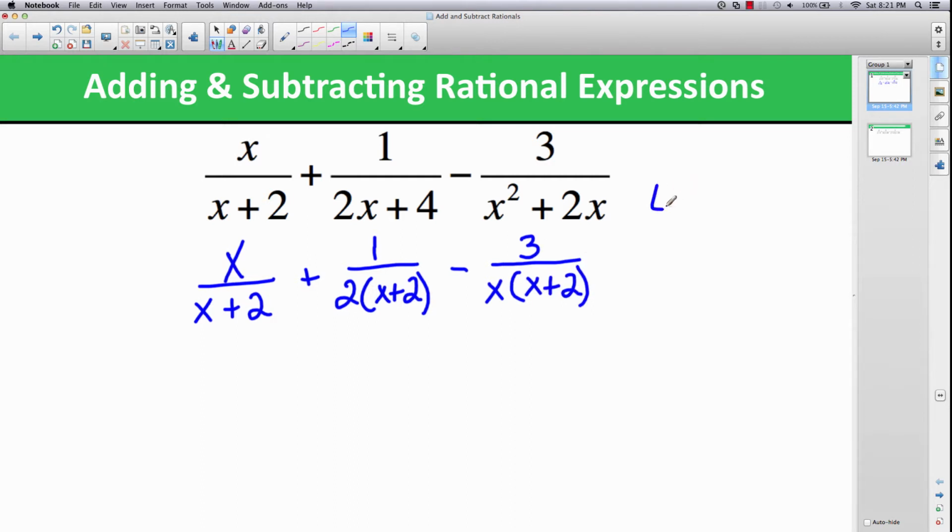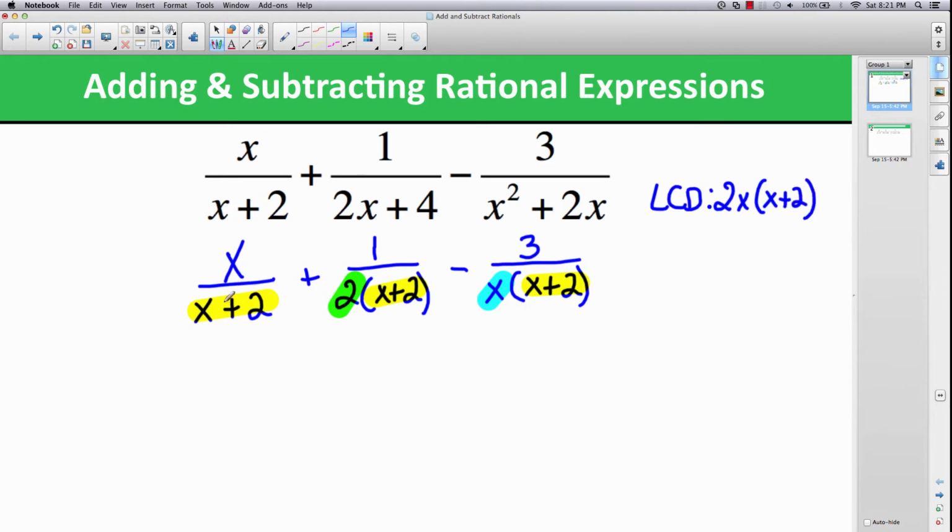Okay, now we need an LCD. So this common denominator needs to have everything. If we take a look, we have an x plus 2 here, an x plus 2 here, and here. So x plus 2 is definitely something we need. We need a 2, and we need an x. It needs to have everything. So our LCD is going to be 2x, x plus 2.